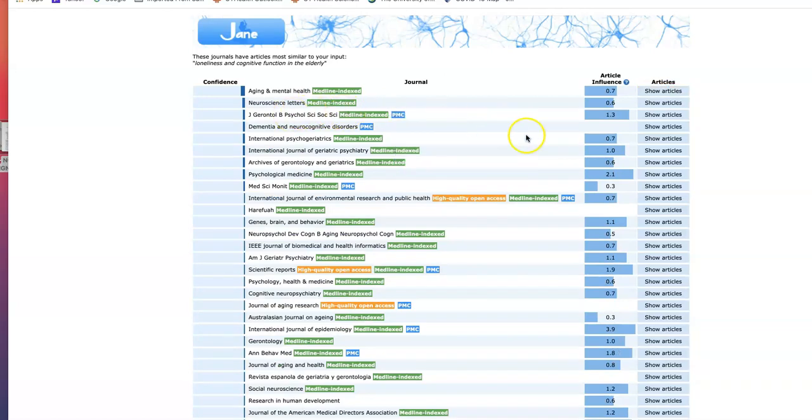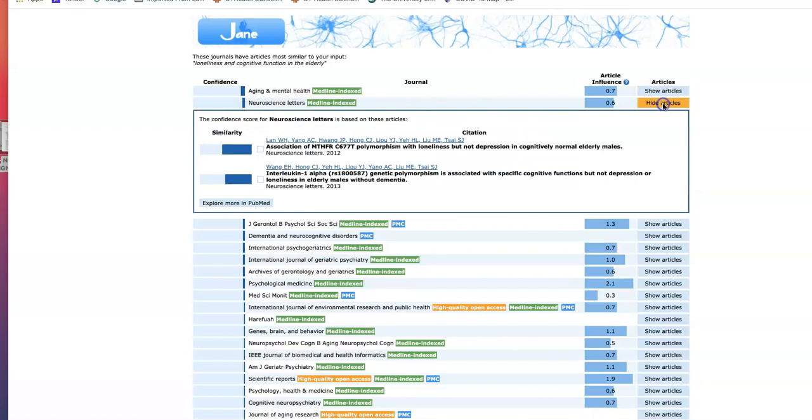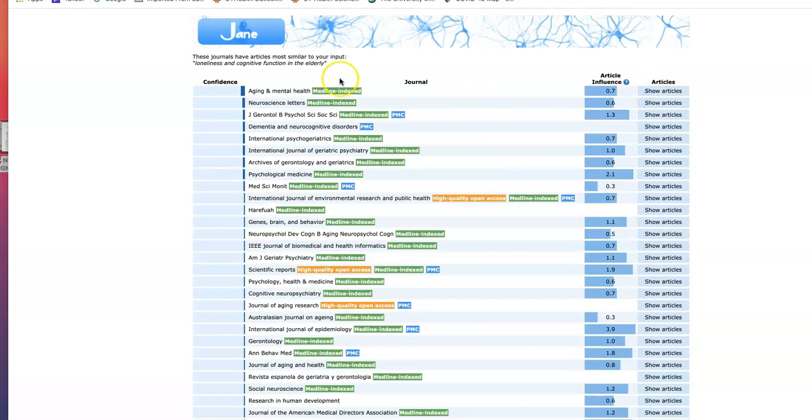The second one, Neuroscience Letters. Association of MTHFR polymorphism with loneliness but not depression. Interleukin alpha genetic polymorphism. I'm just reading those and saying that sounds much more scientific, and that would make sense with neuroscience. So even though they do have loneliness in elderly articles, I'm not doing anything down to the interleukin or anything that has to do with the cellular level. So let's look at this third one.